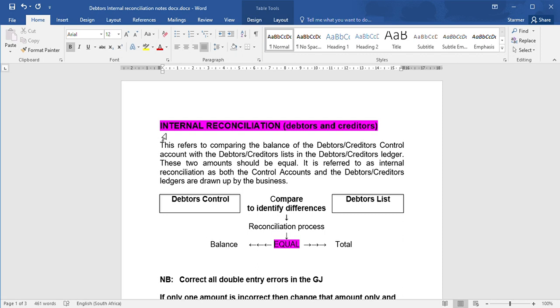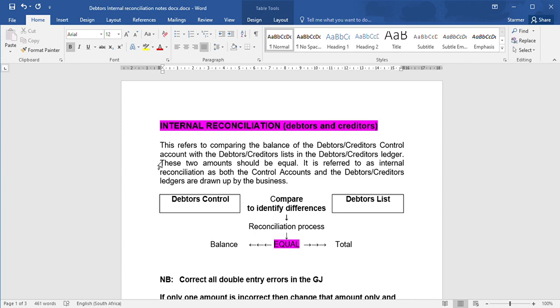Today I'm going to do a video on internal reconciliation. When I covered creditors in a previous video, I mentioned internal reconciliation and said that I would cover creditors and debtors at the same time. Now when we're talking about internal reconciliation, we're talking about comparing your debtors or creditors control accounts with the debtors or creditors lists because they are supposed to be equal.